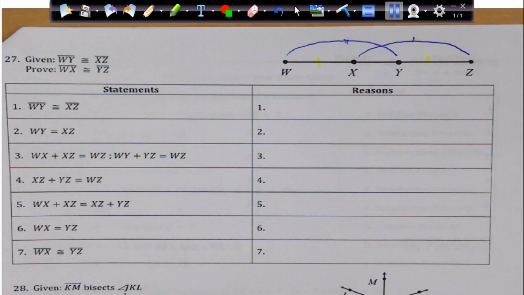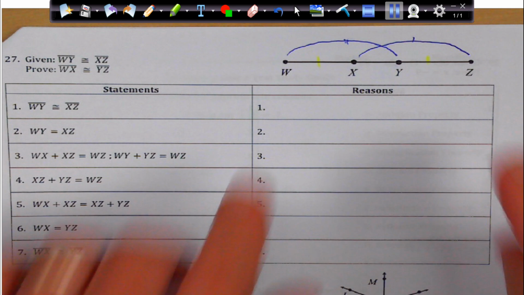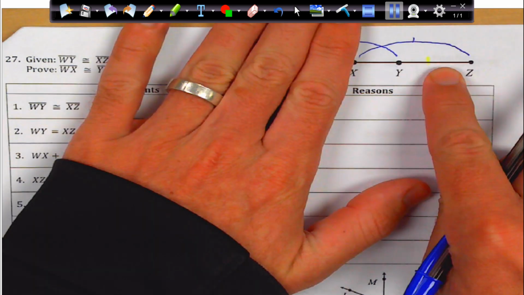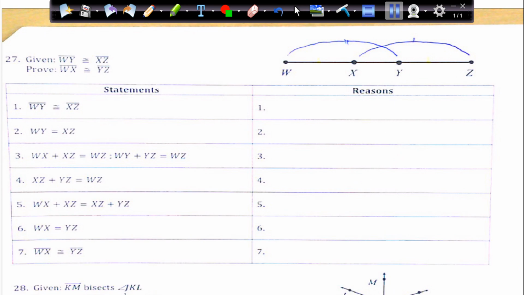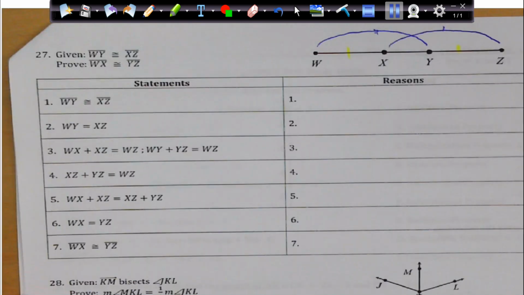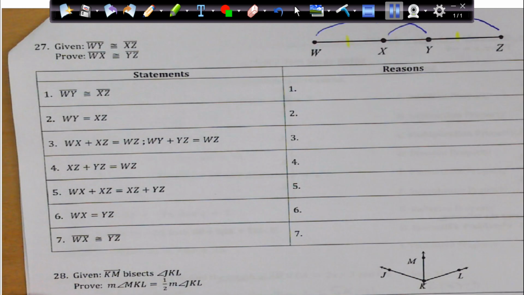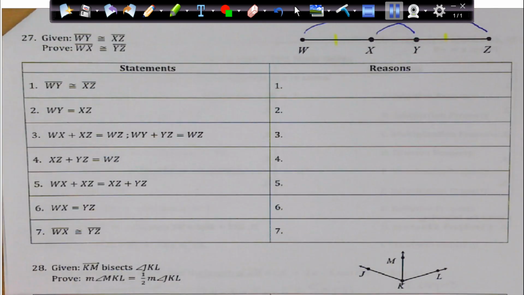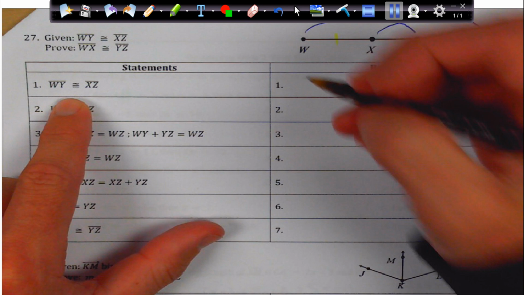Let's jump in. I'm assuming we're going to use segment addition postulate here because I see 2 segments adding up, right? I see one little segment plus another little segment adding up to make a bigger segment. I bet you we're going to use some transitive property as well, or substitution, some things. So that's kind of where my head is at on this one. So let's start with the given.